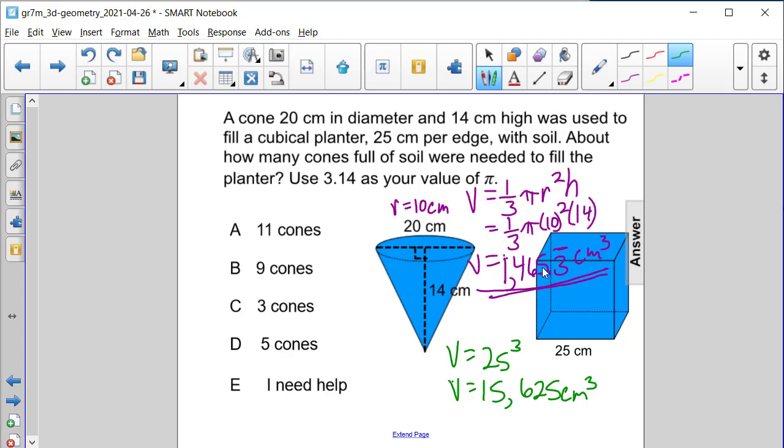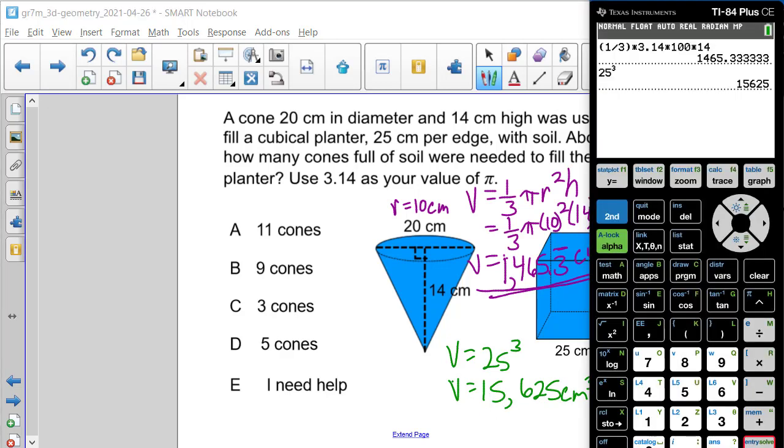Okay, so let's take this total volume right here and divide it by the cone volume to see how many cones it will take to fill up the cube. So 15,625 divided by 1,465. Okay, so this is 10 and more than a half.